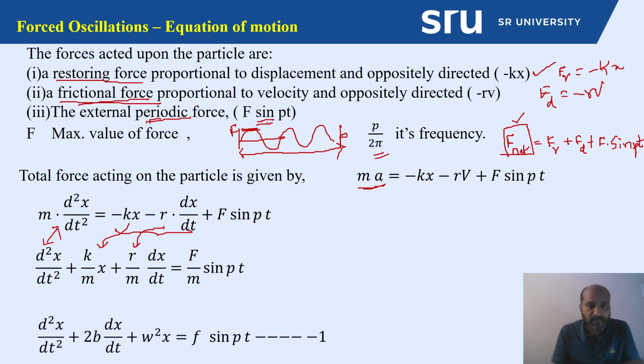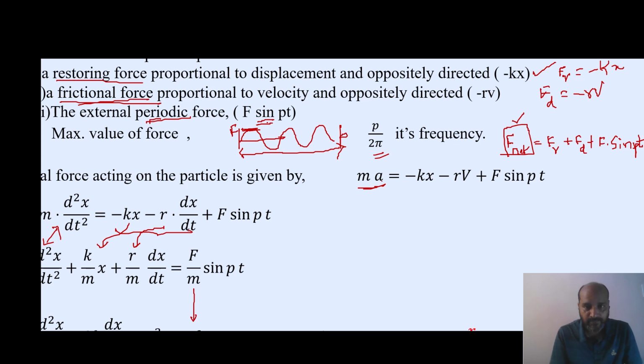The standard form will be d2x by dt square plus, instead of r by m, 2b dx by dt, what we did in case of damped oscillations previously. And k by m x is omega square x. Here the capital F by m is taken as small f, right? So these are the replacements. Instead of 2b, r by m. Instead of omega square, k by m. And instead of capital F by m, small f.